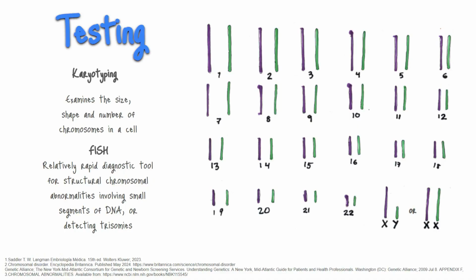In amniotic fluid samples, karyotyping is considered the gold standard for diagnosing fetal aneuploidies. It examines the size, the shape, and number of chromosomes in a cell.